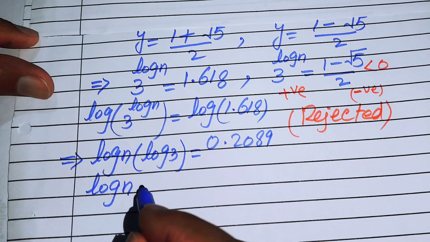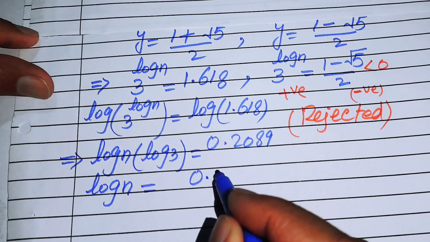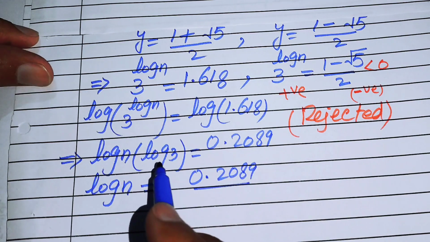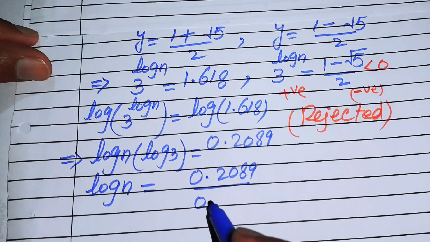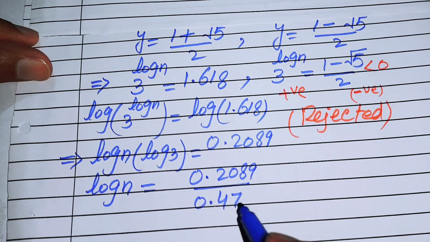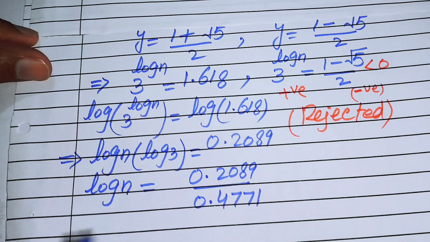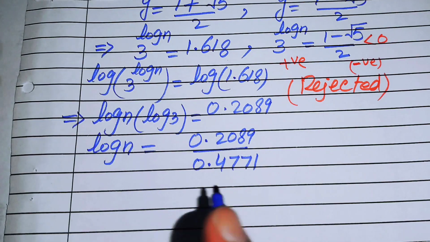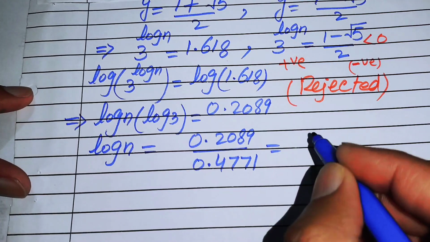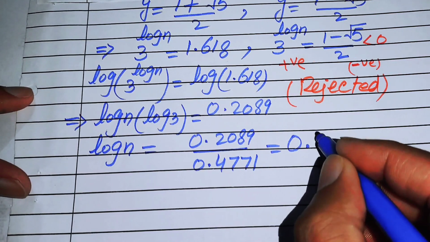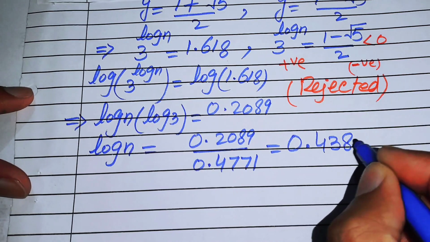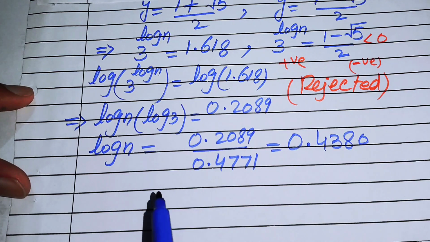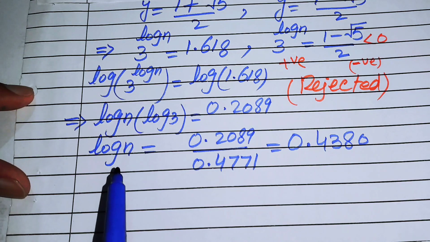And now we move this log 3 to the right hand side, so you will get here log of n equals 0.2089 over the value of log 3, which is 0.4771. And now we will divide these two terms, and you will get here 0.4380.